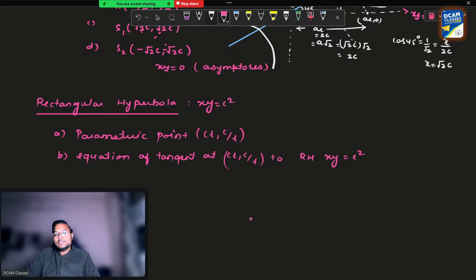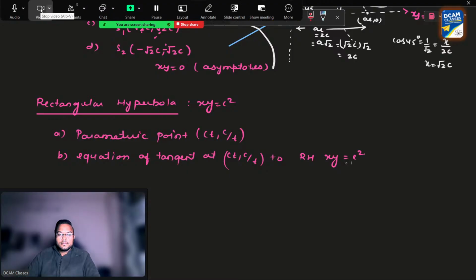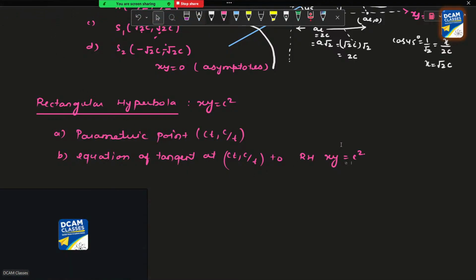Here, what you have to do is find dy by dx, and then find the slope of the tangent at that particular point ct comma c by t. Use that slope. The point is given to you. Using the point-slope line equation, find out the equation of tangent. Try doing it. After this, you need to tell me the normal also.